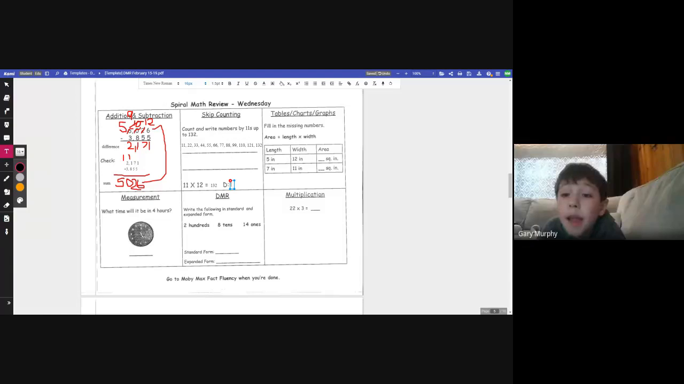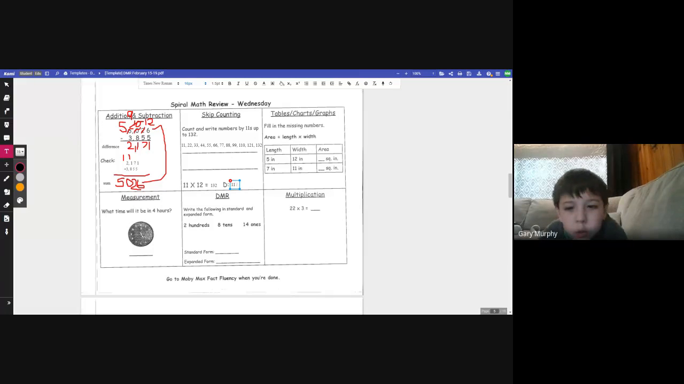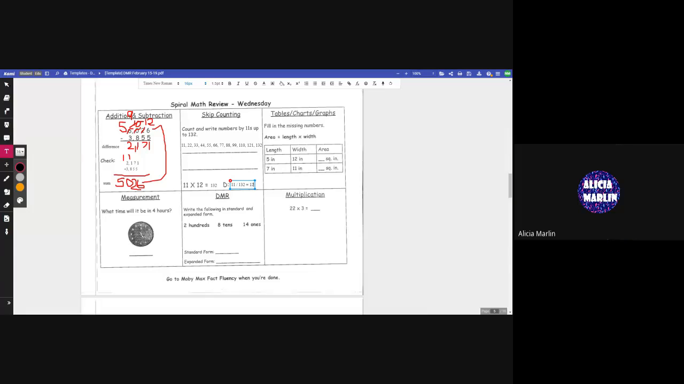11 divided by 132 equals 12. Okay, let's look at that. First of all, whenever you're dividing, you need to start by the biggest number. So that's why that doesn't work. Okay, you've got the right numbers, they're just in the wrong order. Do you want to try again?